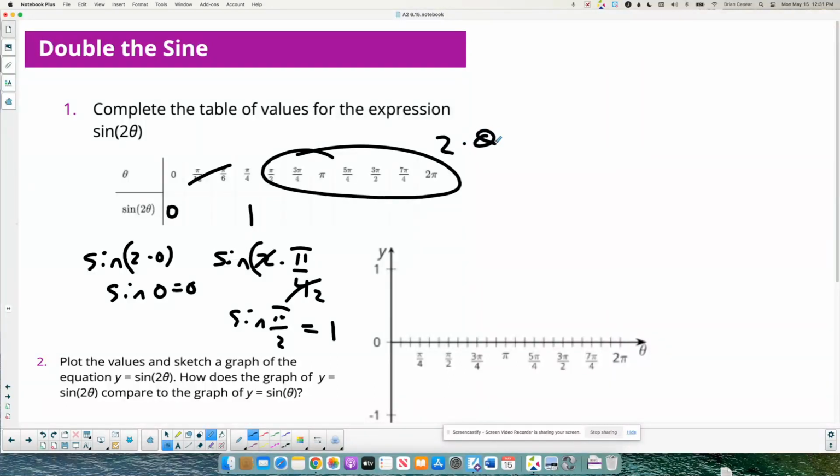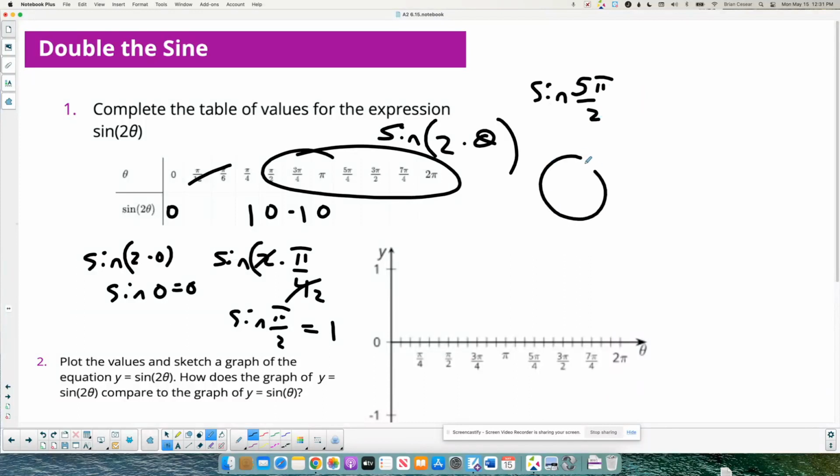2 times your theta, okay? And then you have to take the sine of that value, okay? So I'm just going to kind of go through it here. This is 0. This is -1. Sine of 2 pi is 0. This will end up being 5 pi over 2. So 5 pi over 2, and a lot of people forget this.